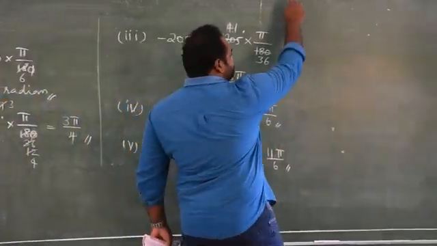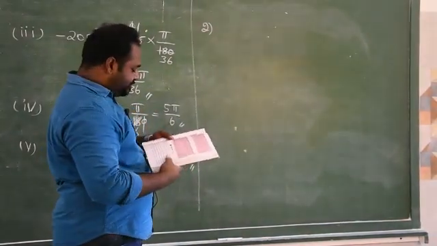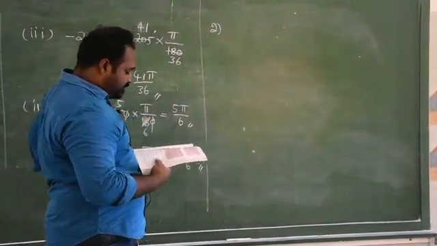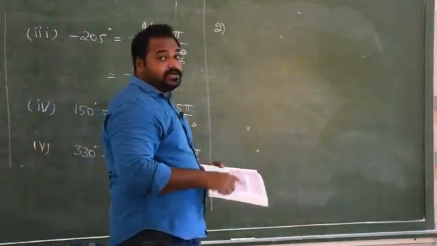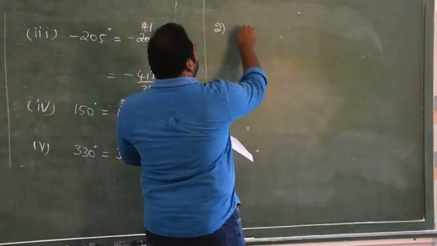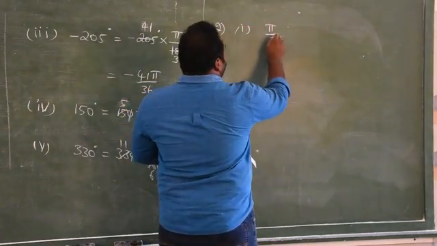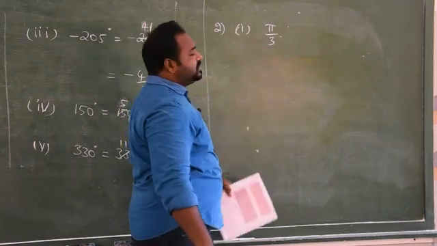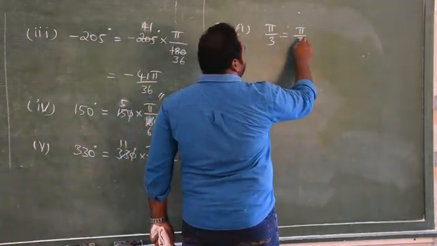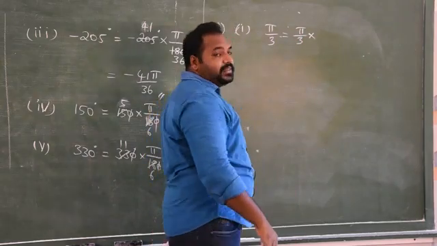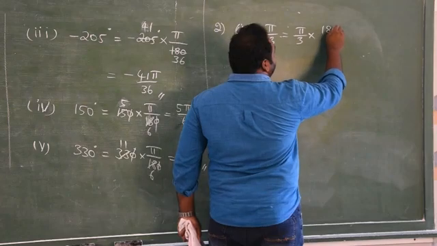Next problem, problem number 2, find the degree measure corresponding to the following radian measure. Here we are going to convert radian to degree. First one, pi by 3. So radian measurement is given. So how can we find out? Pi by 3 into the first formula, radian to degree conversion is 180 by pi.